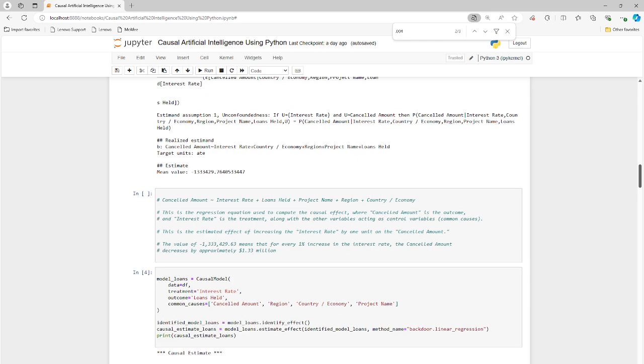I think I went to the third model, not the second one. Okay. So we saw the 250K decrease of loans held when interest rates increase 1%. I jumped to model 3. I should have gone 1, 2, 3. I went 1, 3. I'm going to hit 2.